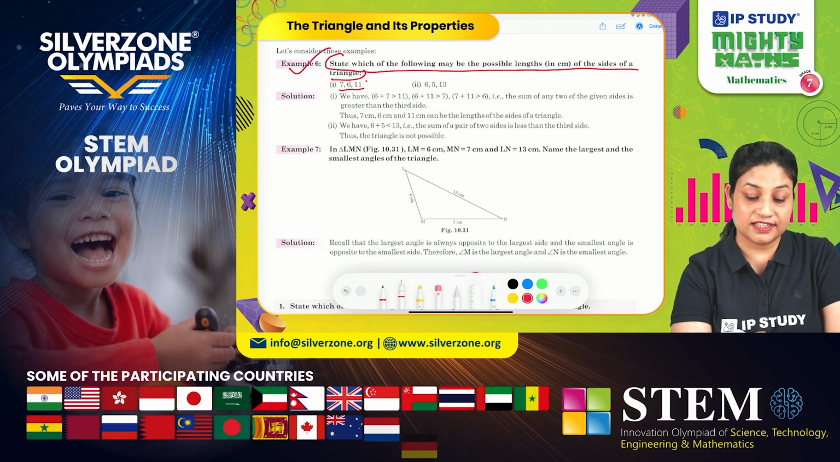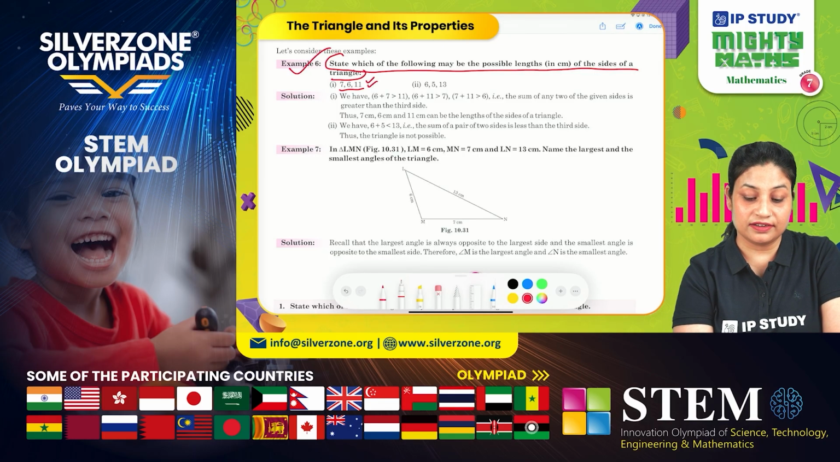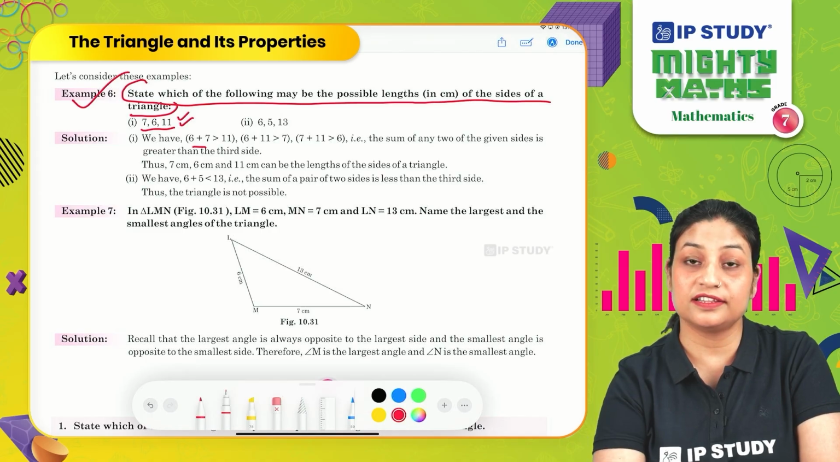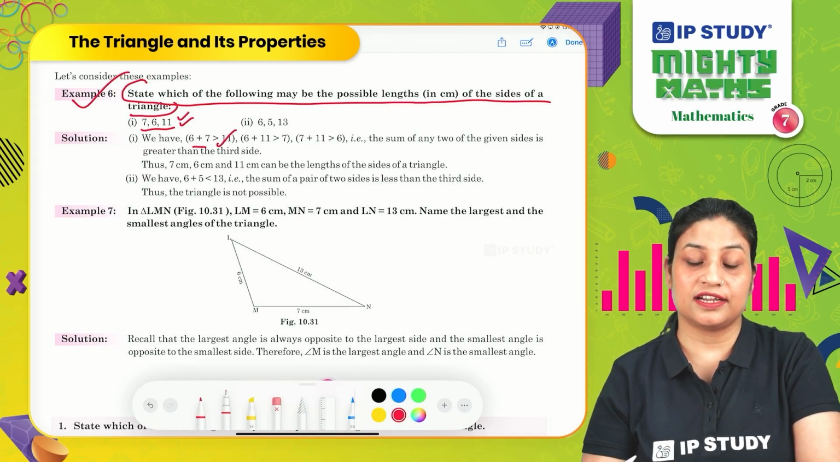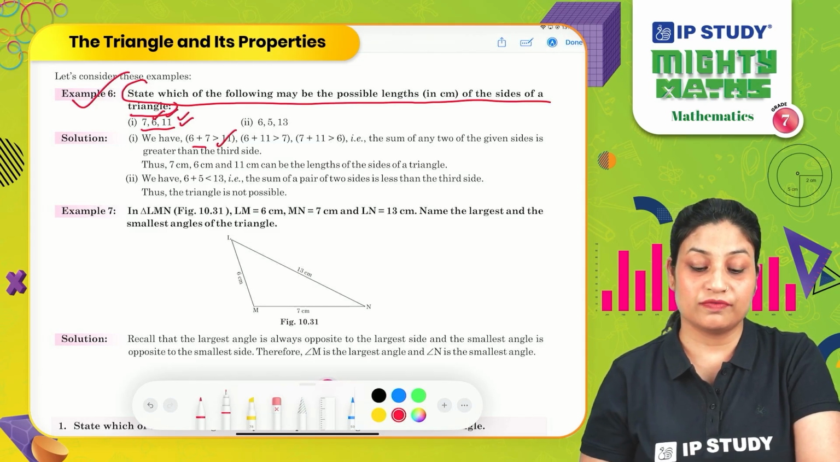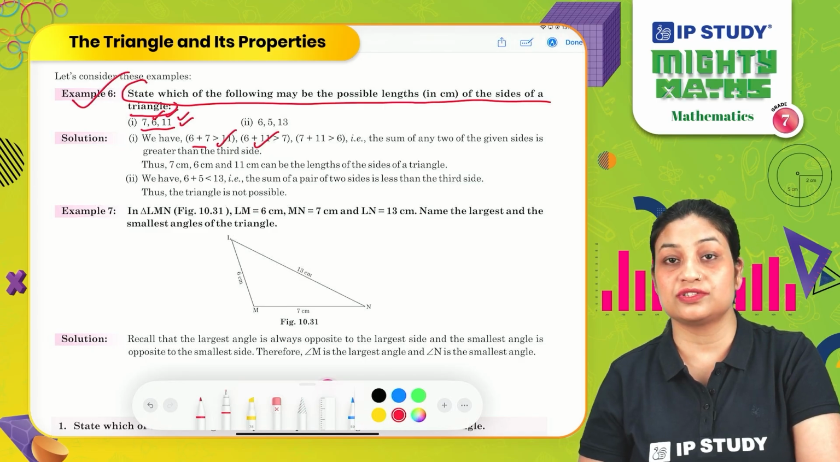So let's take this one, 7, 6, 11, right? So if you add 6 and 7, what will you get? You will get 13, and 13 is greater than 11, right? First condition is satisfied. Let's take another condition. Let's add 6 and 11 this time. What will you get? 17, and 17 is greater than 7. This condition is also satisfied.